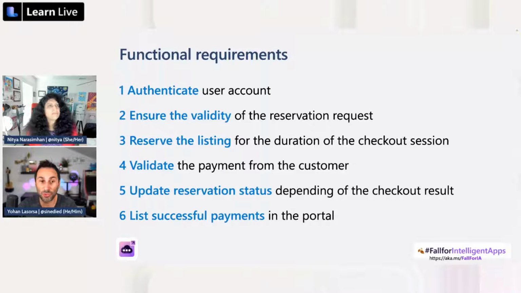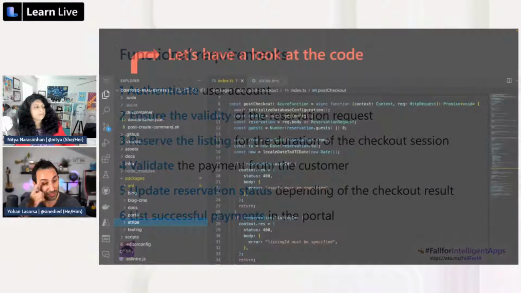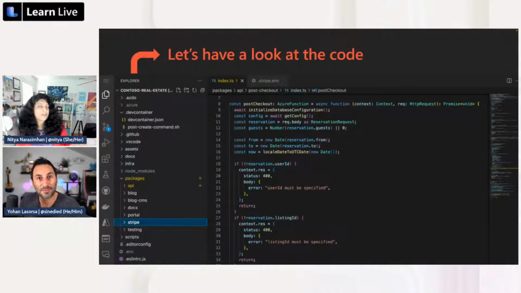We also need to ensure the validity of the payment, but that's not on our side. That's what we use Stripe for. We also need to update the reservation status once it's paid or if it's canceled or anything. And we also want the ability to show the successful payments in the portal. Oh, Johan, just one quick thing. When you say update reservation, if the payment didn't go through, the reservation is actually freed up, so someone else could pick that up? Yes, that's the idea. Okay, that makes sense.